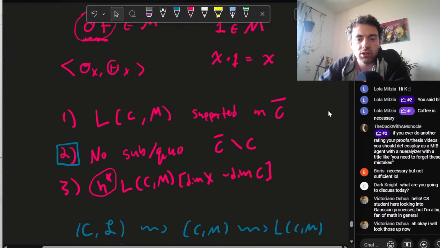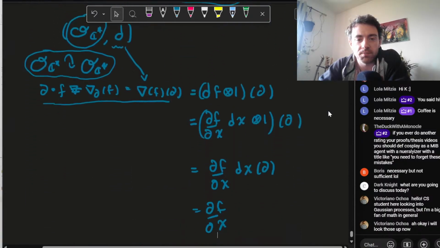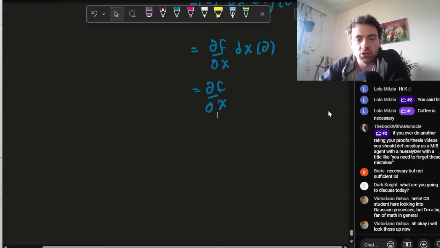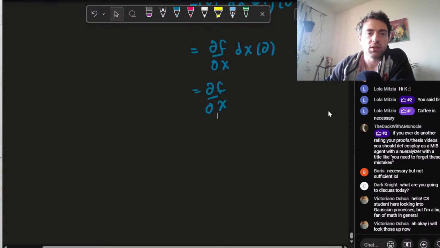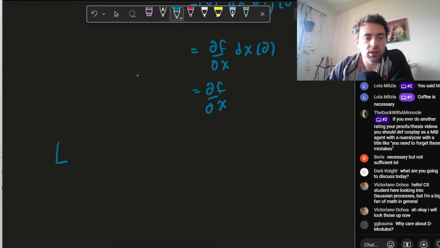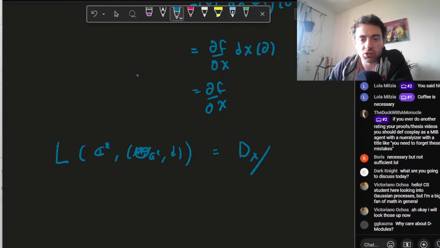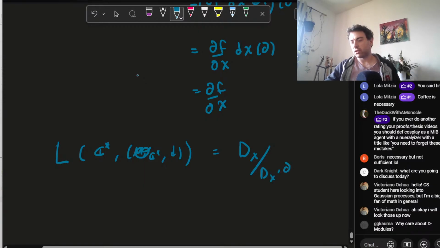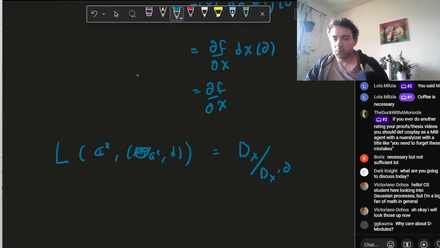Okay, so that actually completes the verification of the minimal extension. So we now know that if we take the minimal extension applied to this D module, then we recover the D module that I said it would be. Yay! Great. Computations.